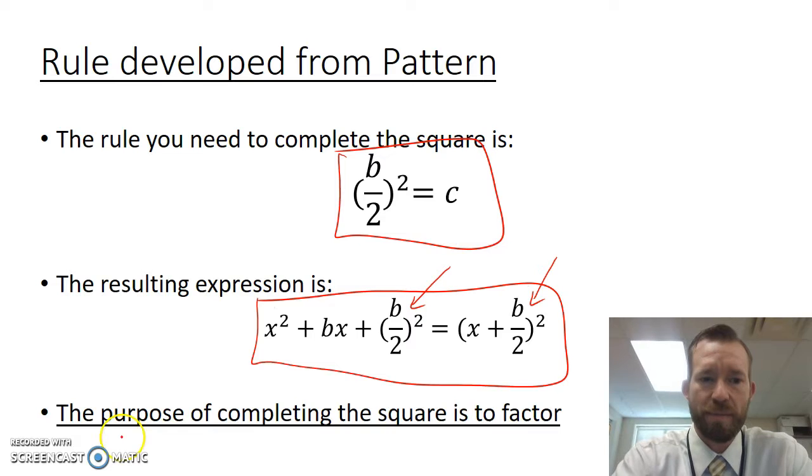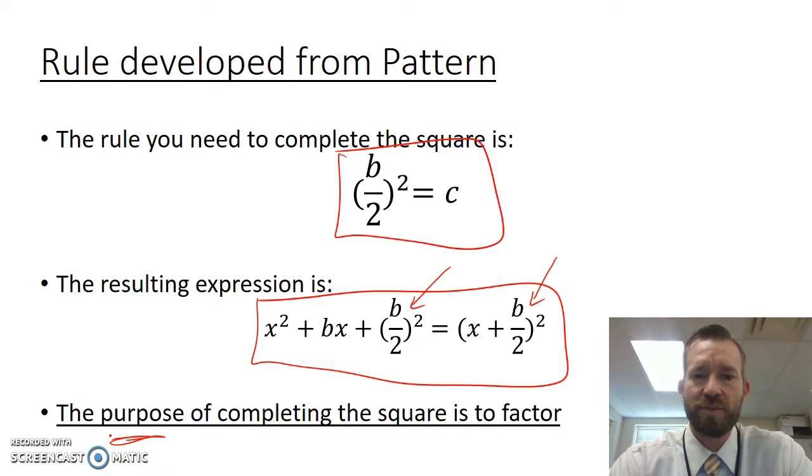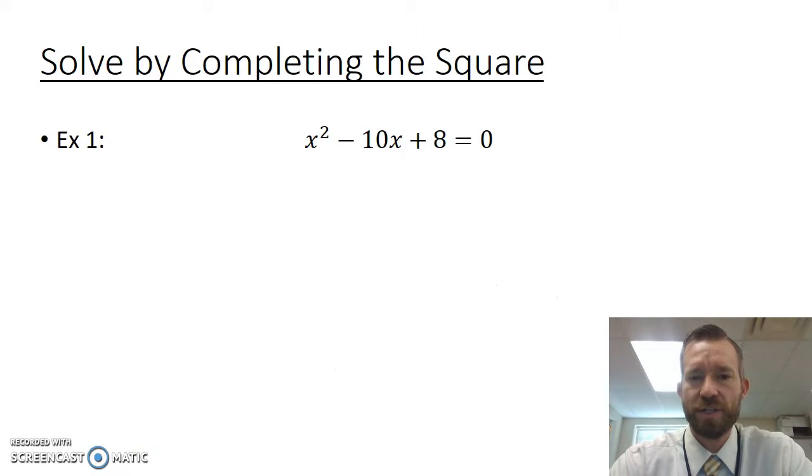The other idea, the purpose of completing the square, is so you can factor. We'll do that in just a minute here. That's a really big note there on the bottom. All right, let's do some problems. So here's the problem.